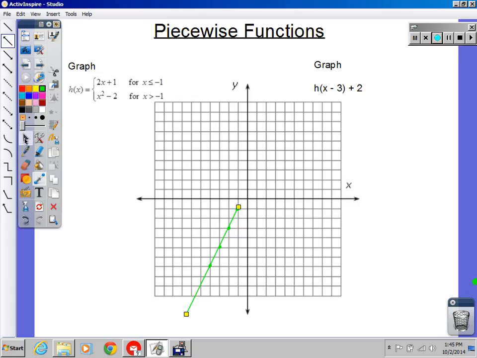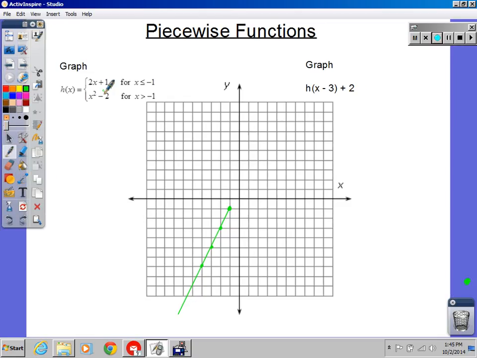All right, and then let's see here. I'm going to do my other section here, which is a parabola, x squared minus 2, when x is greater than -1. So let's see, a downshift of 2 for that parabola. Okay, so there'll be a point there. There'll be a point right here. So it looks like it will be continuous. And if I draw that curve, it would look like this. Okay, so there's my piecewise function graphed.